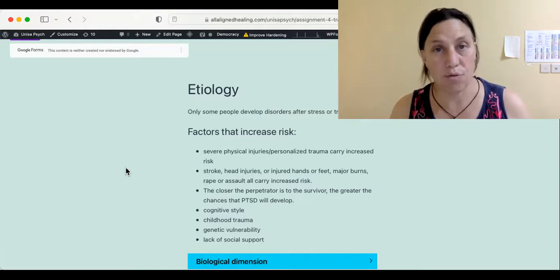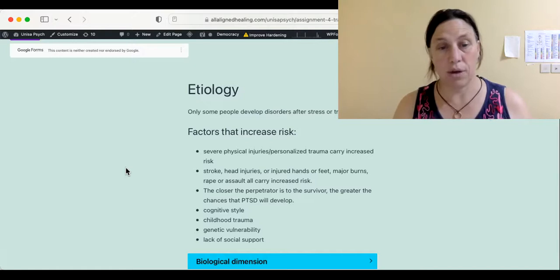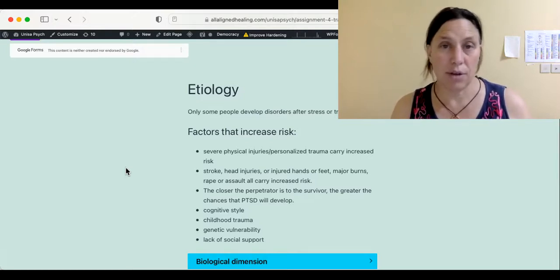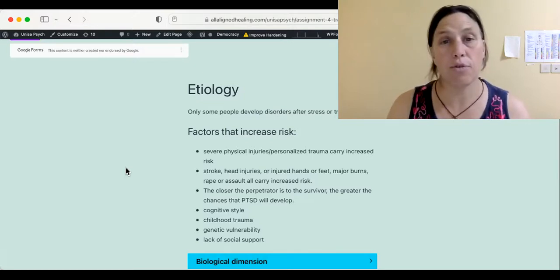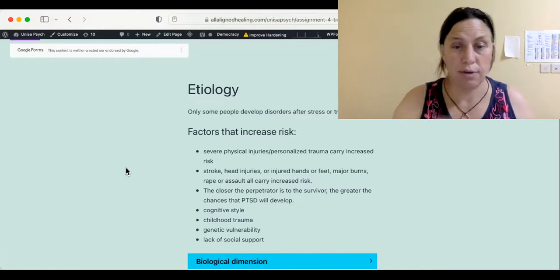If the person has had trauma already that they haven't dealt with, the chances of PTSD go right up. There is a genetic vulnerability, and lack of social support is a major factor.